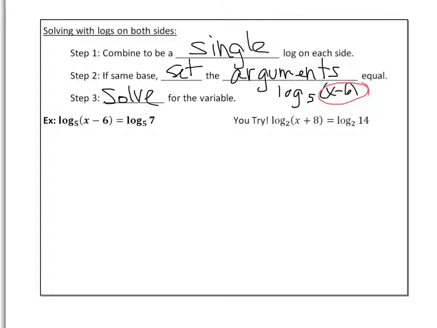So if I look at the first example, I've got one log on this side and one log on that side. That's the first thing to check. The second thing is they both have the same base. So I can get rid of the logs and I simply have x minus 6 equals 7. Solve for x. So we would add 6. So x equals 13. So go ahead and try the next U-try problem.